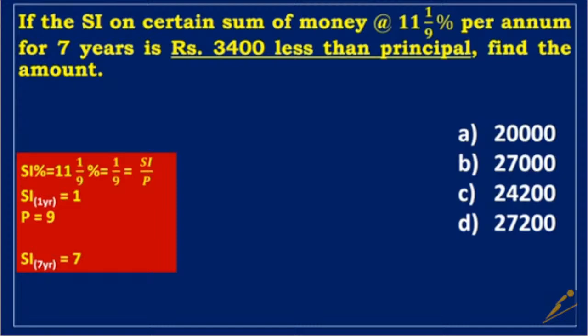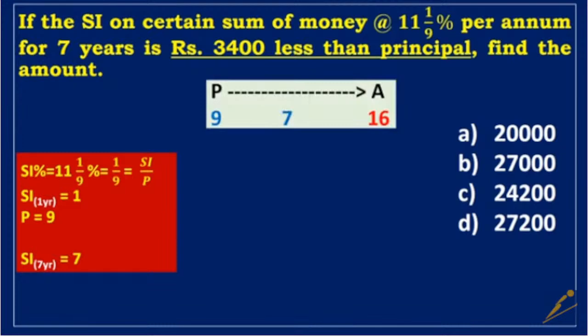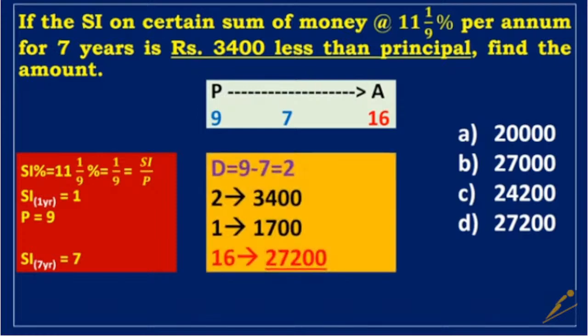The sum of the principal and SI is 16. The difference between principal and SI results in 2. The value 2 is 3,400. Then the value 16 is 27,200, which is the total amount.